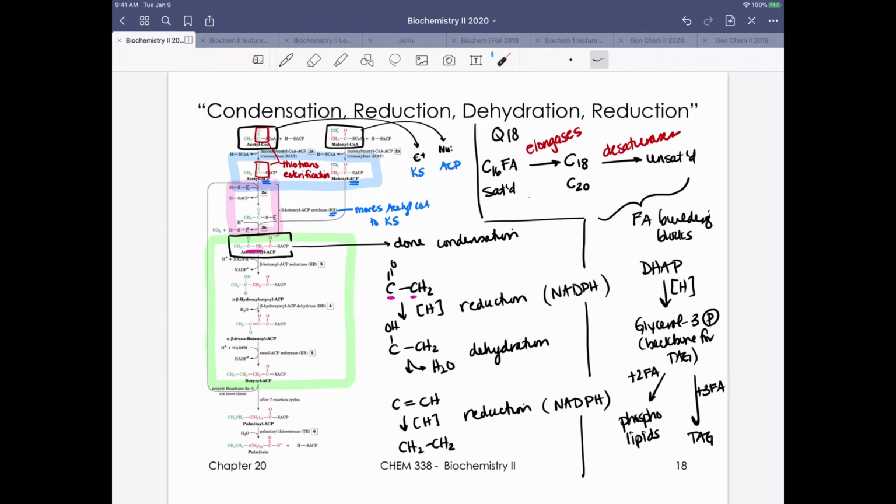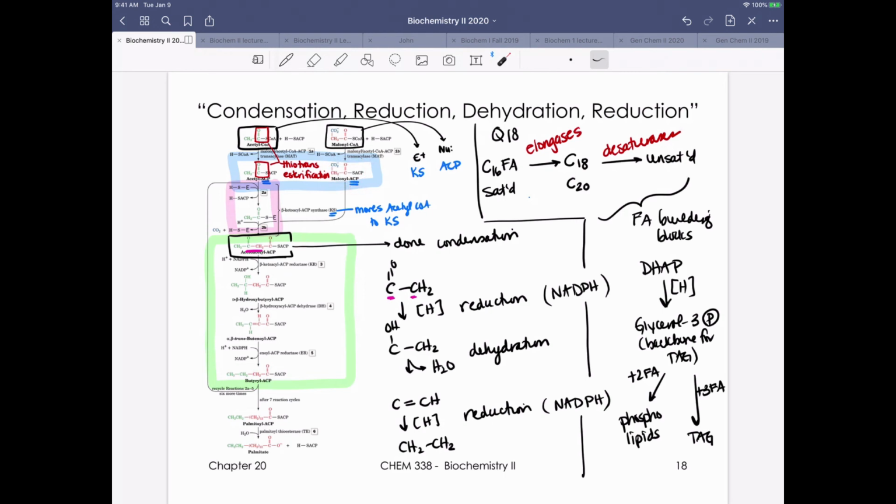Now what's going to happen is we're going to transfer the acetyl group, not the malonyl group, the 2-carbon acetyl group, to that KS. So one of the things I want you to remember is that the acetyl group, which is going to be our electrophile, is going to be on KS. We've got our nucleophile, and our malonyl is going to be on the acyl carrier protein.